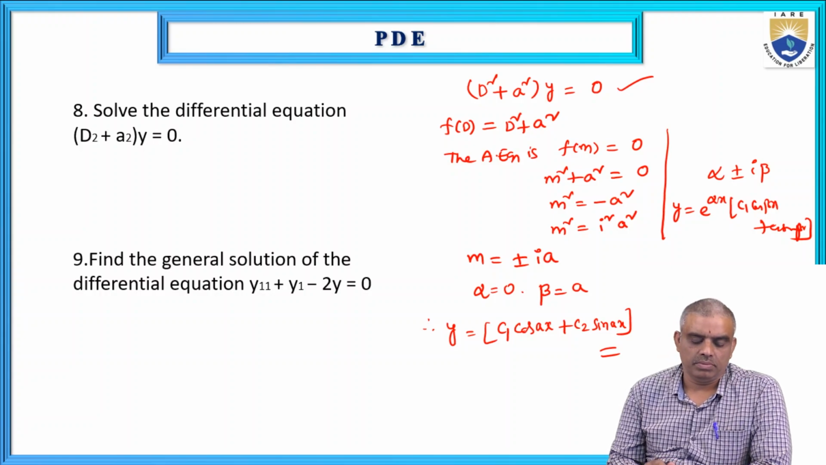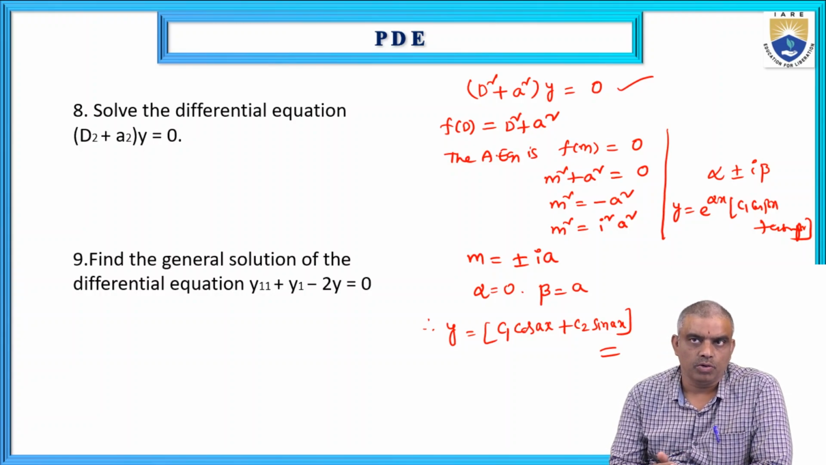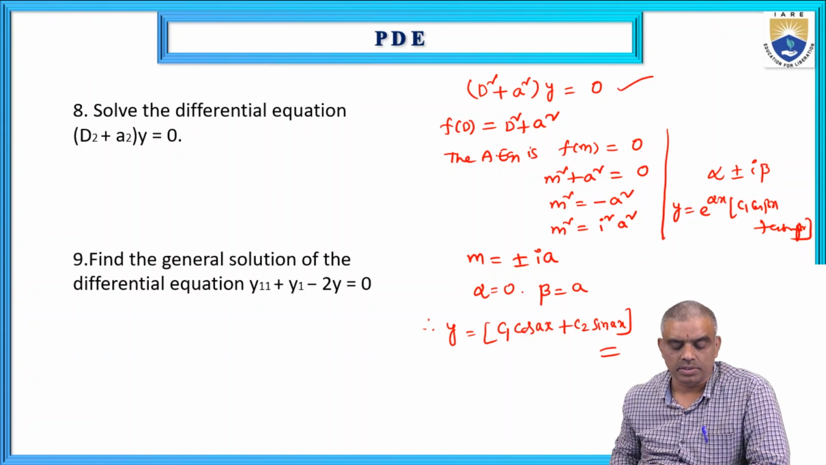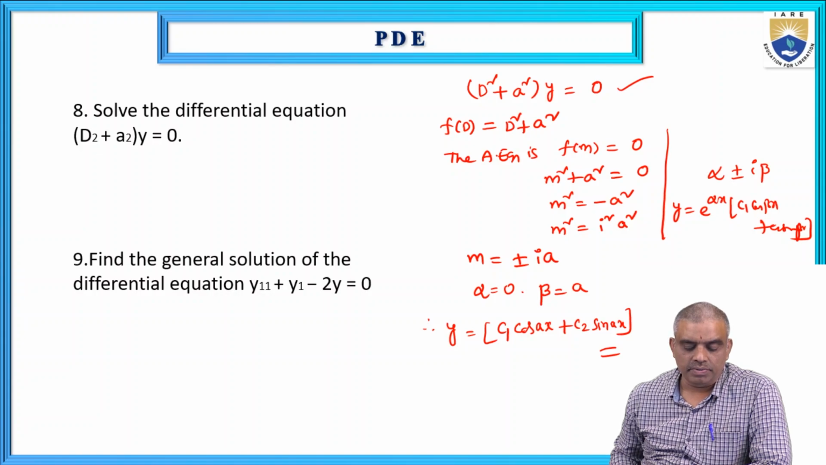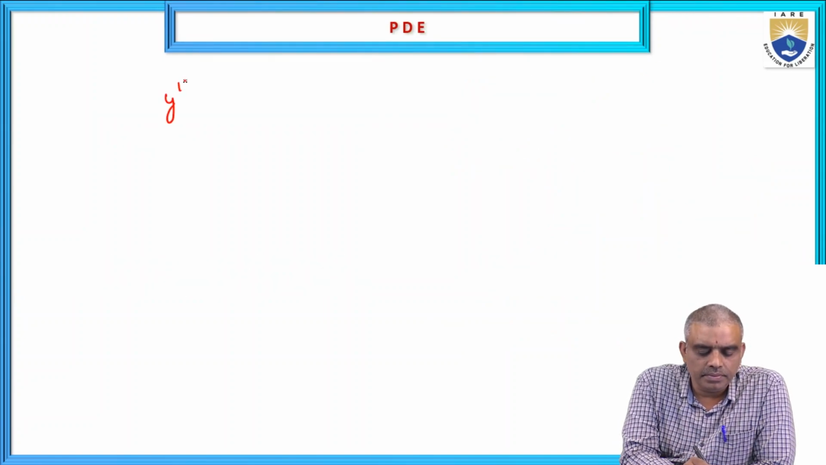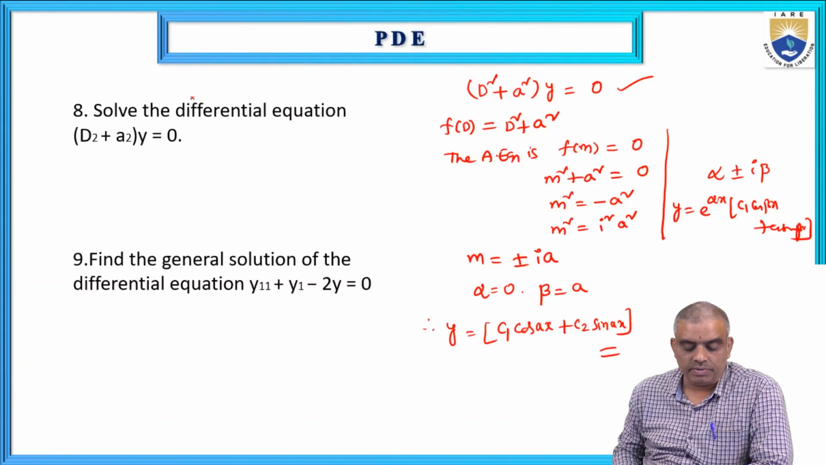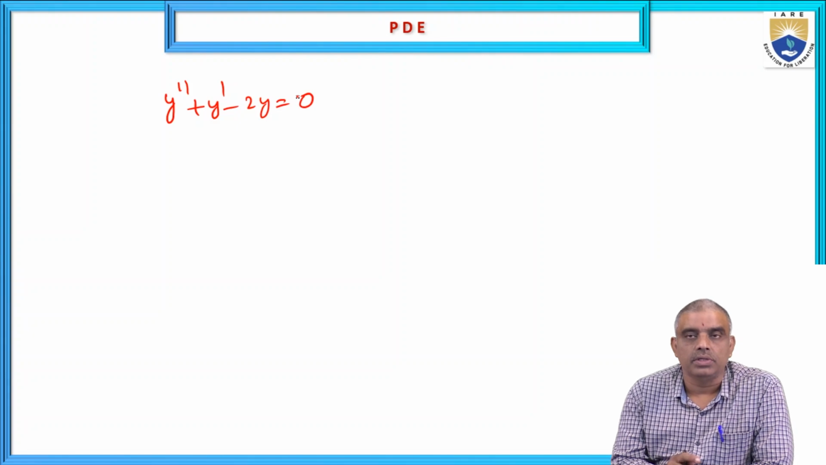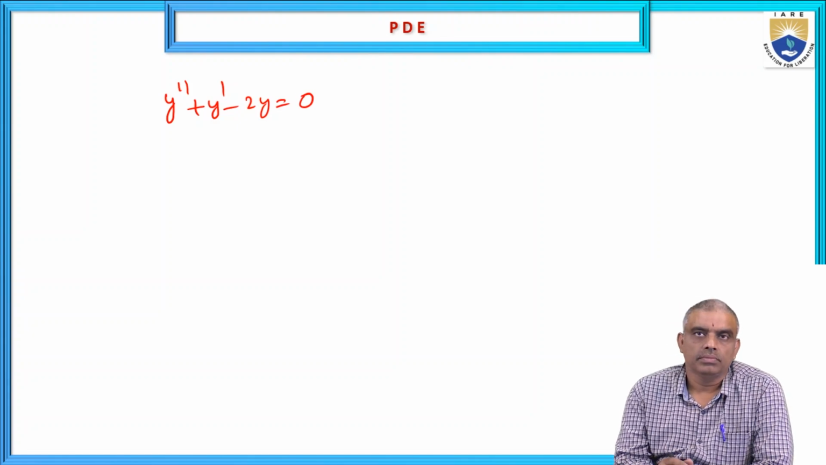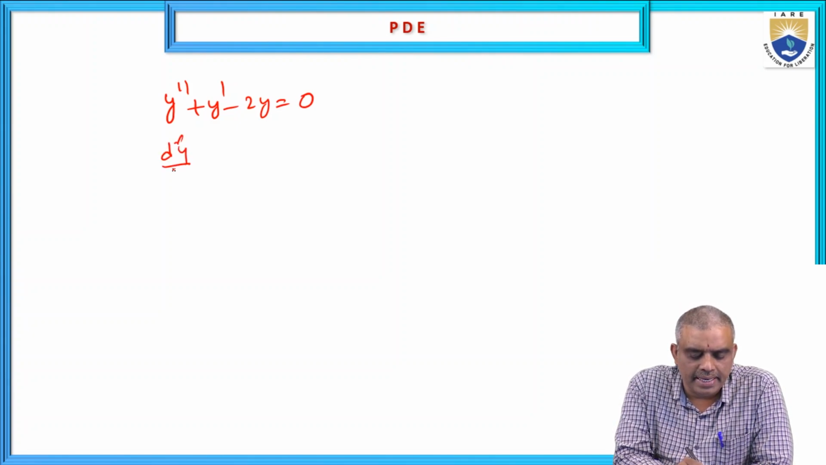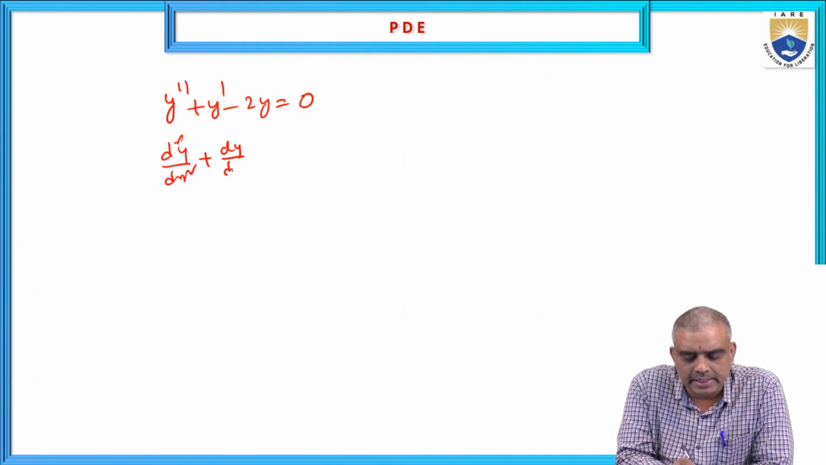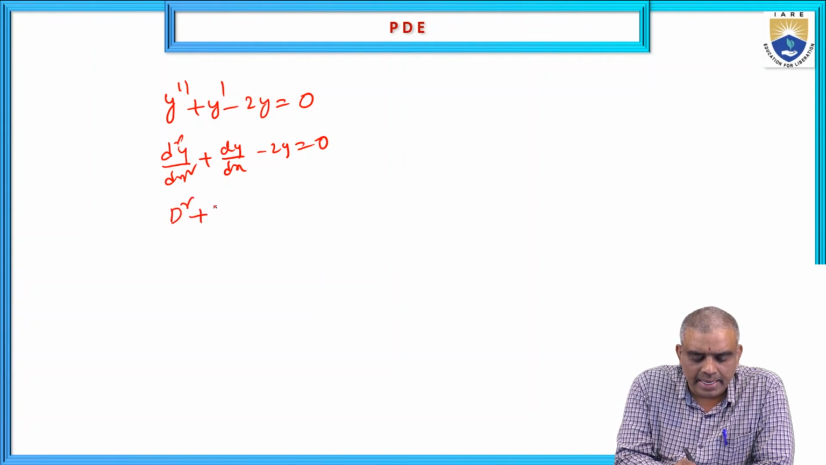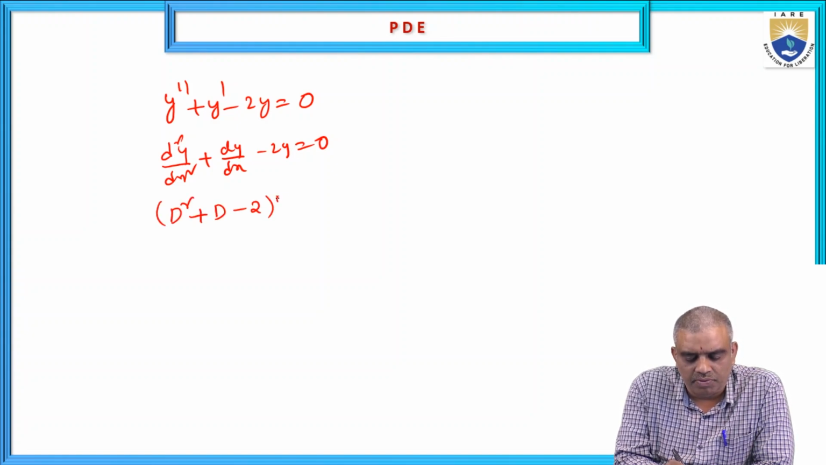Similarly, ninth problem. All are only the complementary functions, no particular integral. The complementary function itself will be the general solution of the given equation. So what is the other equation? y'' + y' - 2y = 0. Y double dash means d²y/dx² + dy/dx - 2y = 0. So in operator form, what can I write? (D² + D - 2) y = 0.